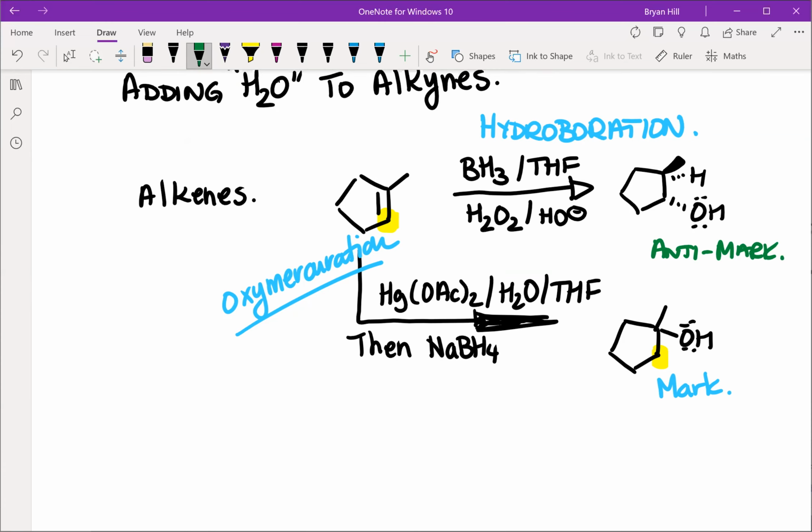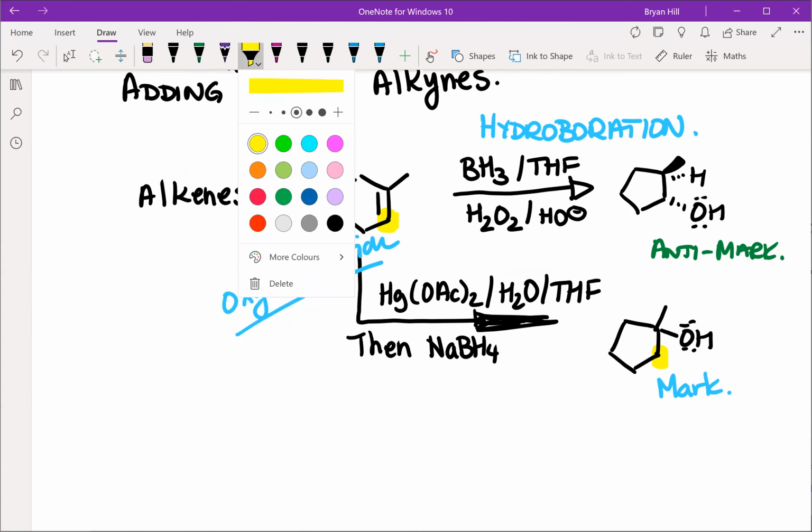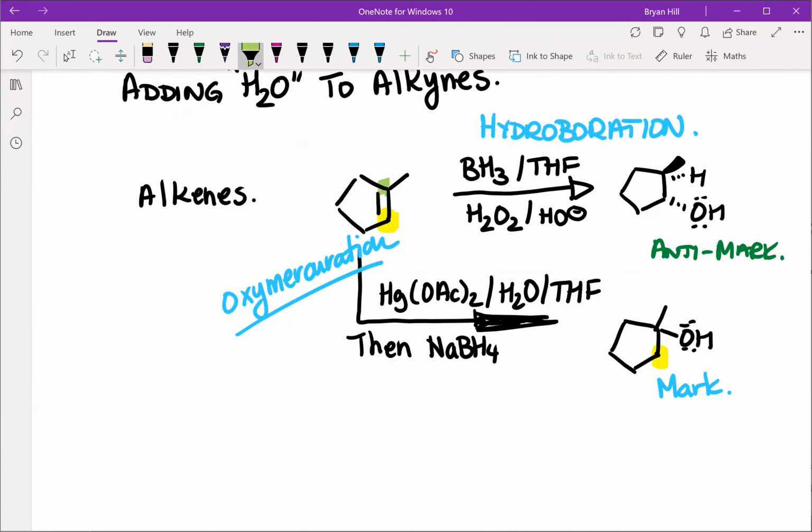Anti-Markovnikov, because in this case, the carbon with the least number of protons ended up getting the proton. And the hydroxy group went on the opposite carbon. And the neat thing about the hydroboration was that both the H and the OH were on the same side.